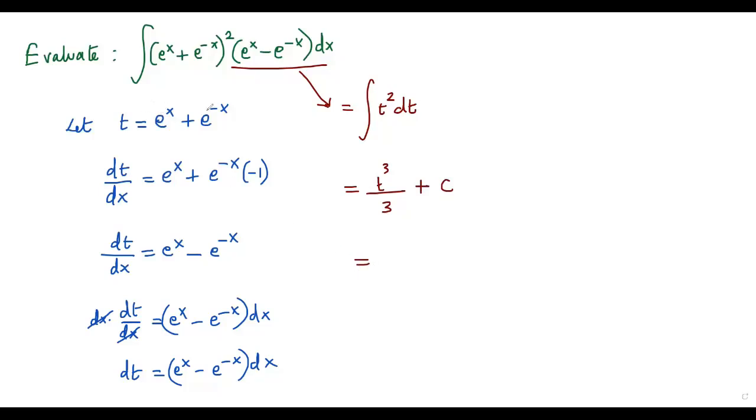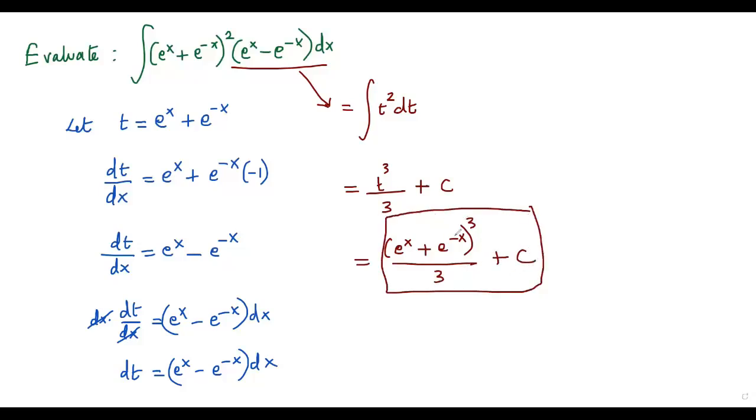Okay, t is a variable taken in place of x and it has to be replaced by the original stuff. So t equals e^x + e^(-x). Now we can plug in this stuff for t over here. Then I get (e^x + e^(-x))³ over 3 plus c. So I got the integral of the given function. This is the result of the given integration.